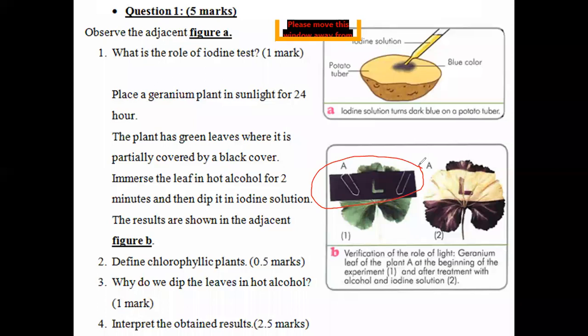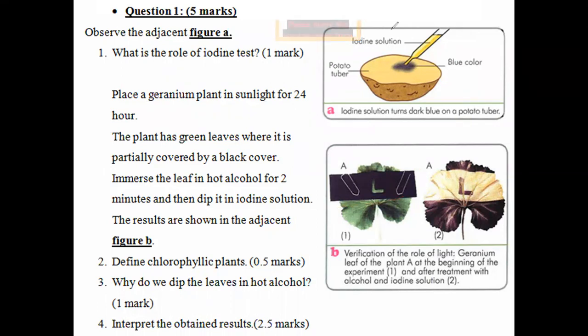Define chlorophyll plants. Most of you, what did you do in the quiz? You said chlorophyll plants are green plants. That's why you didn't get the full mark. You have to say chlorophyll plants are green plants that contain chlorophyll. Why do we dip the leaves in hot alcohol? To remove the green color.